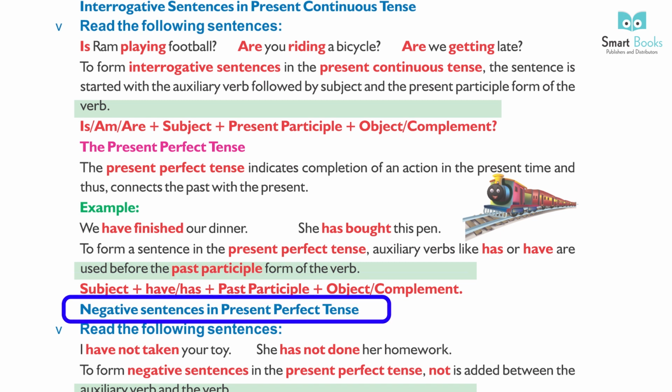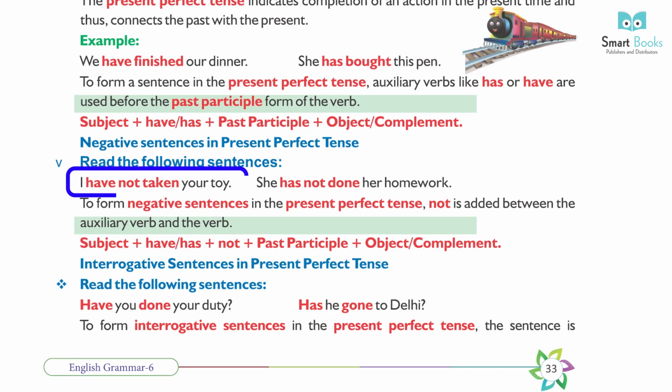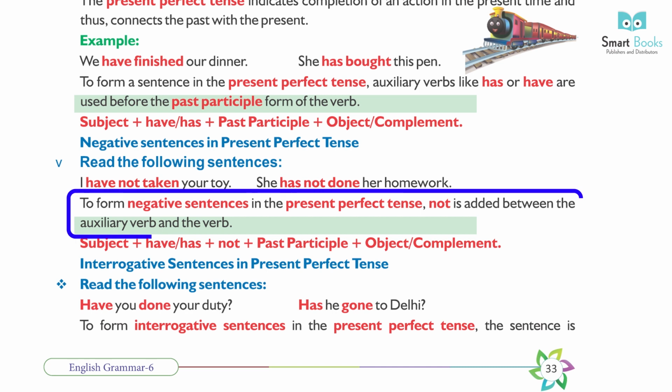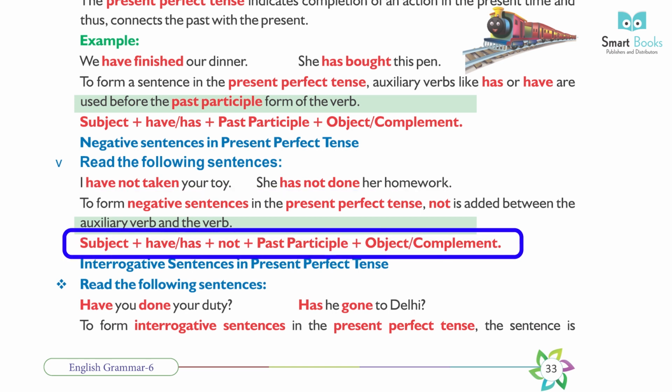Negative sentences in present perfect tense. Read the following sentences. I have not taken your toy. She has not done her homework. To form negative sentences in the present perfect tense, not is added between the auxiliary verb and the verb. Subject plus have, has plus not, past participle plus object complement.